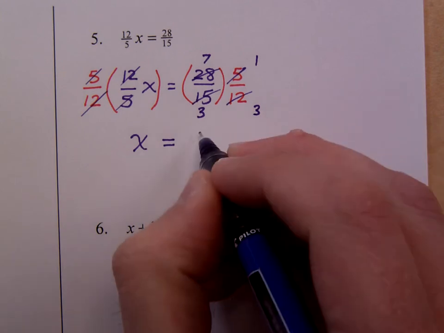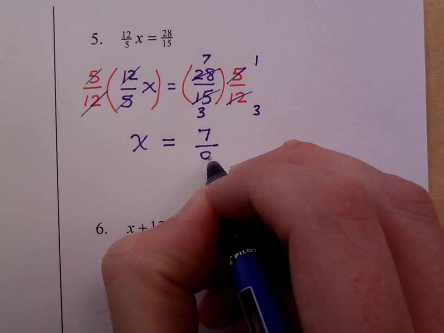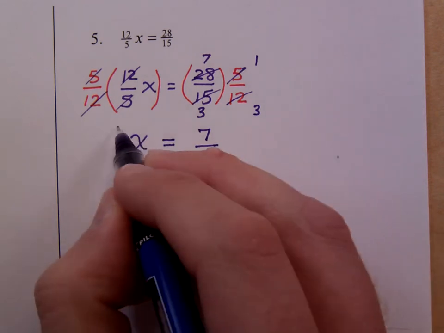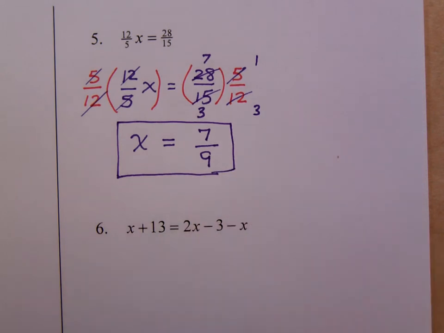So what you're left with, 7 times 1 in the numerator, 3 times 3 in the denominator. So x is 7 over 9. Even though it's fractions, it's not something for us to freak out about.